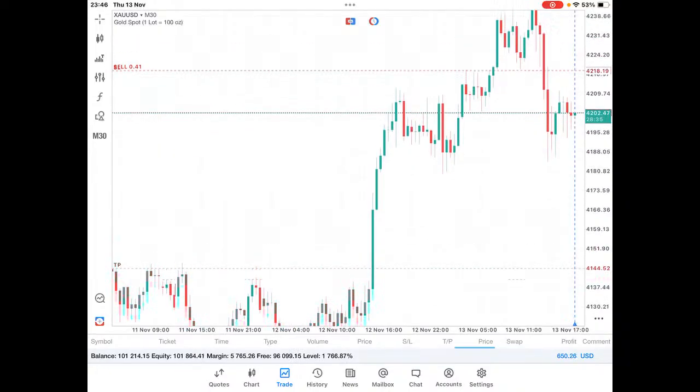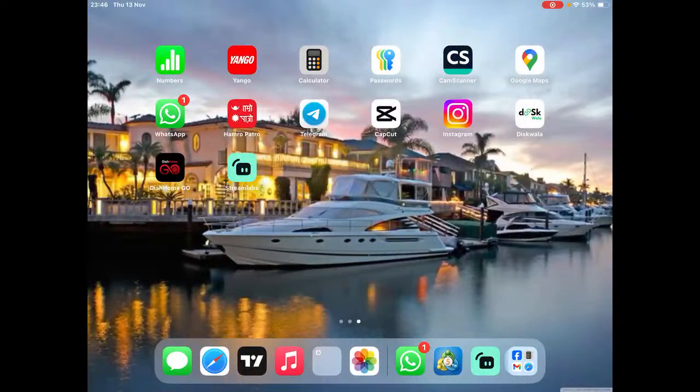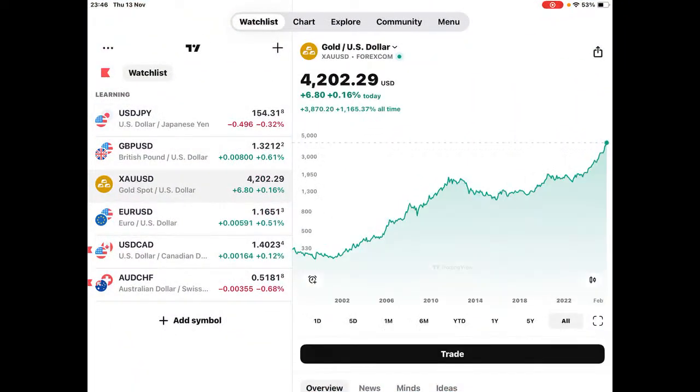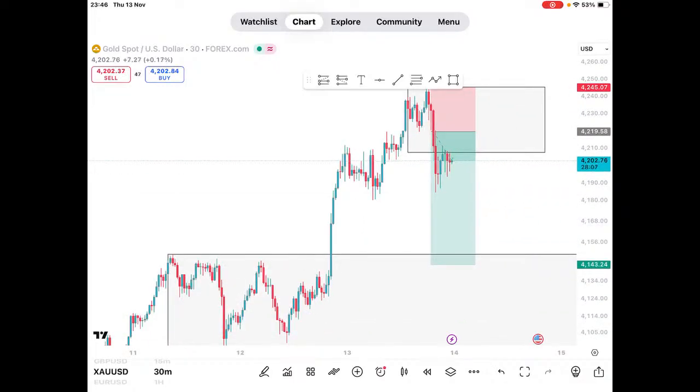What I'm going to do here is try to understand the basics of gold. Gold runs on demand and supply. Not only gold, but all of those forex pairs run on demand and supply. Let's go into the TradingView chart and we'll try to analyze how this trade is taken and how I'm managing this trade.